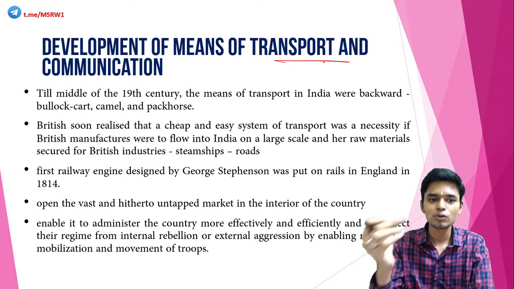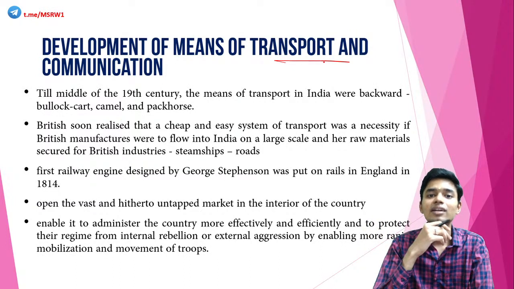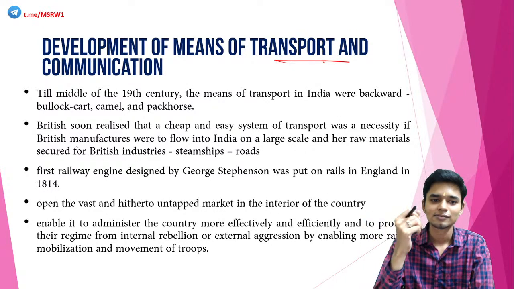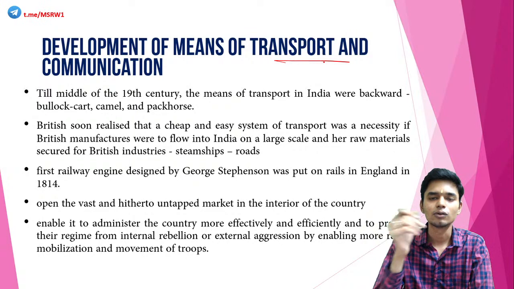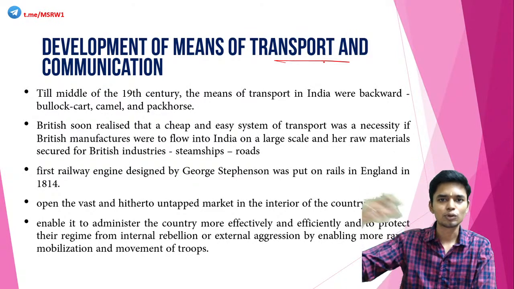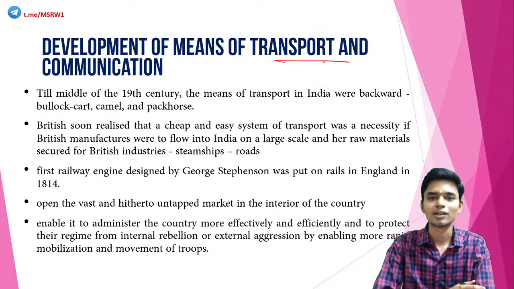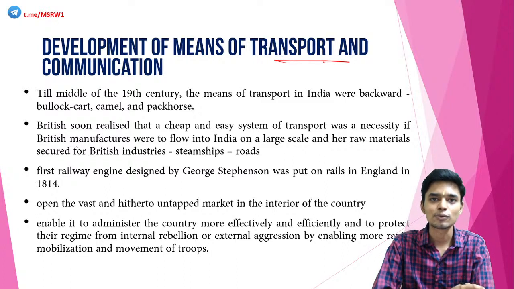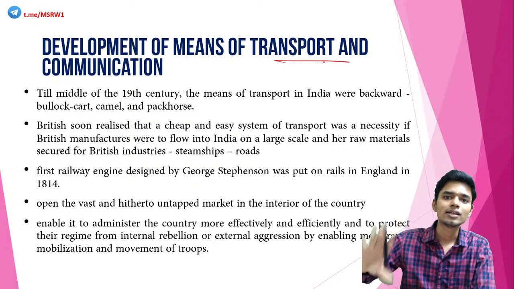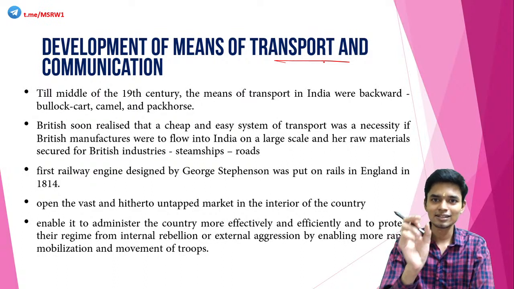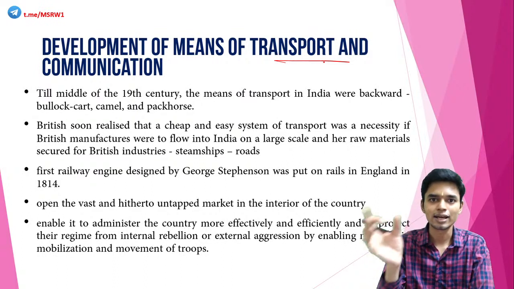But up till the middle of the 19th century, the means of transport and communication was very much traditional. In India, the means of transport used to be bullock carts, camel carts or pack horses, etc. Very much traditional, not at all up to the progress of other parts of the world. The British understood that if they could set up a cheaper and faster means of transport and communication, it could contribute to the enhancement of trade. This is the reason why the British established roads and railways, etc. in India.